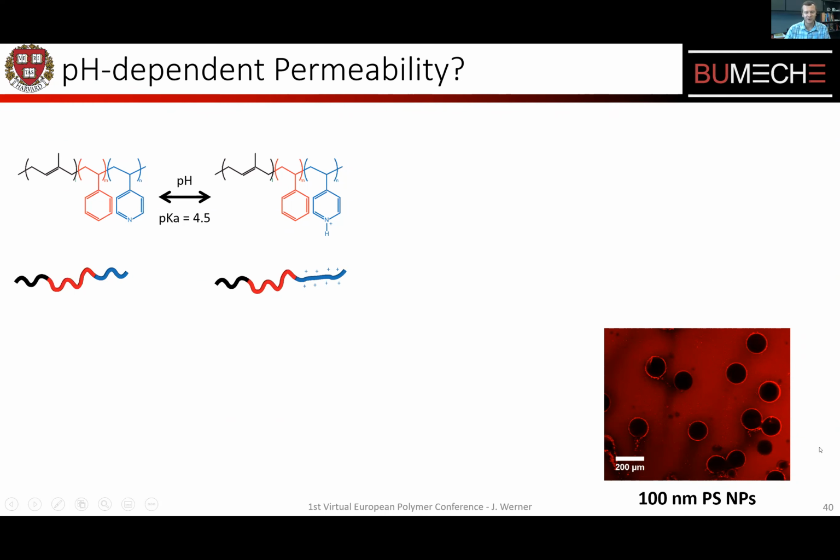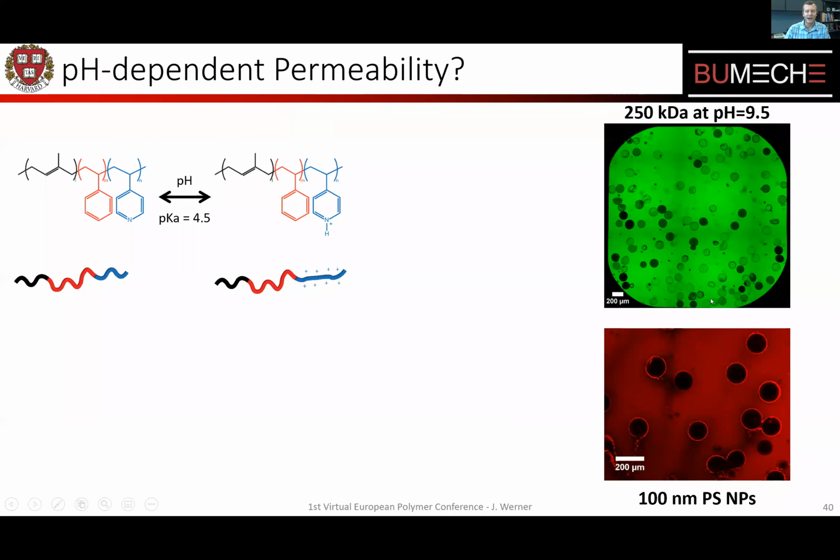Now we found, first of all, that the capsules are impermeable at any pH to large, 100 nanometer fluorescently labeled polystyrene nanoparticles. So that's good. There are no large defects in our microcapsules. However, when we looked at high pH using a smaller molecular probe here, 250 kilodalton dextran, we found that a lot of the capsules were permeable to this probe. However, a few capsules did not allow permeation of this probe.